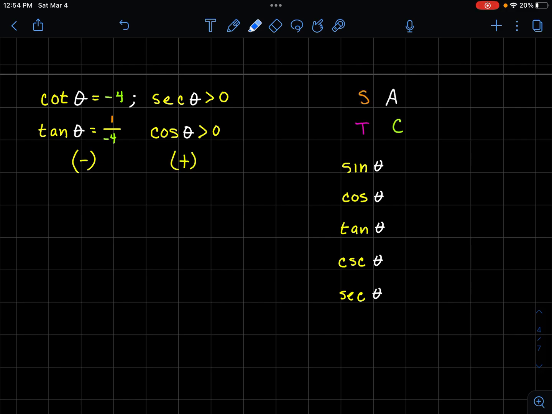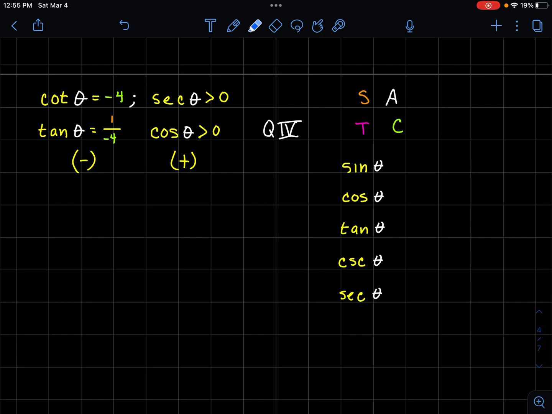Cosine is greater than 0, so that tells us that it's positive. Let's go back to All Students Take Calc. Which quadrant would these both rules apply? Well, if you look, tangent has to be negative, so we know that it can't be in the third quadrant. But it does tell us that cosine has to be positive. There's only 2 quadrants that the cosine can be positive. That's the first and the fourth quadrant. But if we think back to what we said about tangent, tangent has to be negative. In the first quadrant, tangent is positive. So the angle must be in the fourth quadrant.